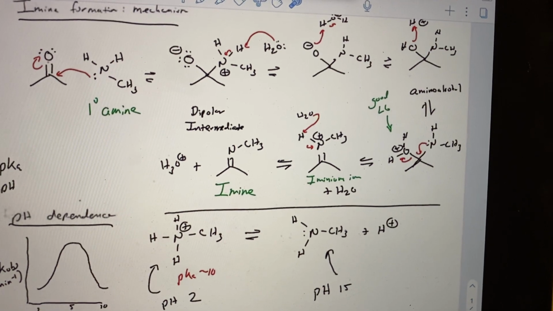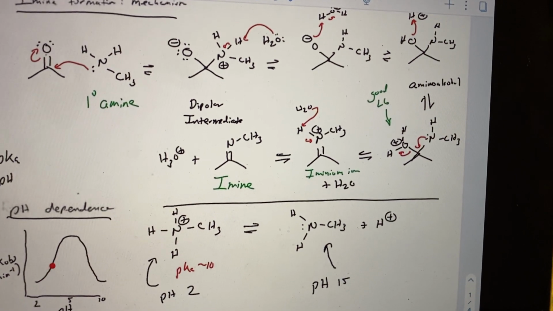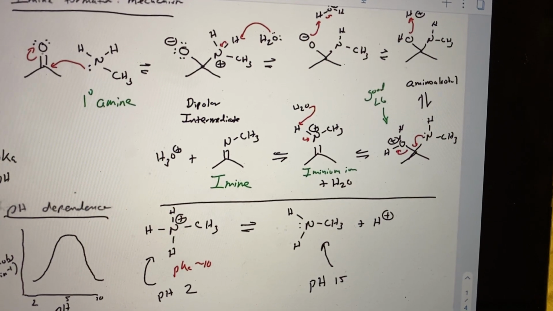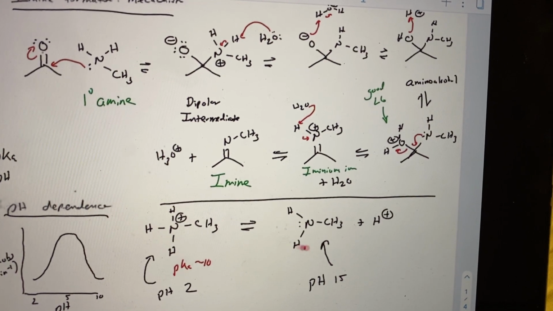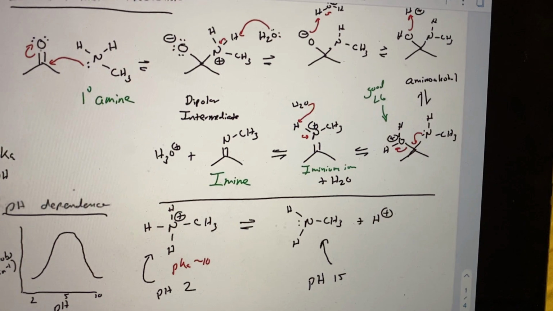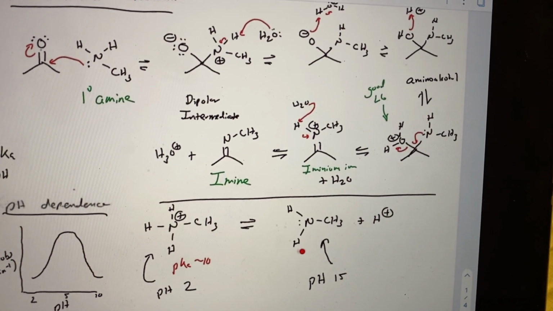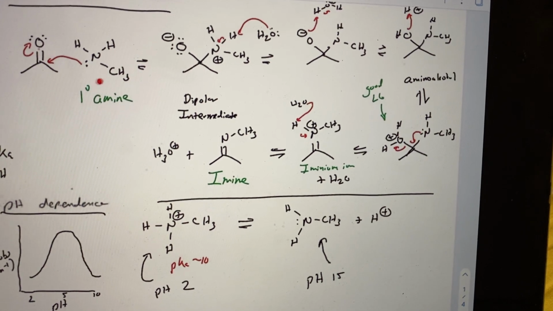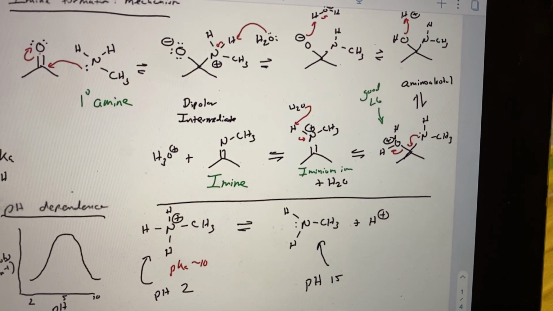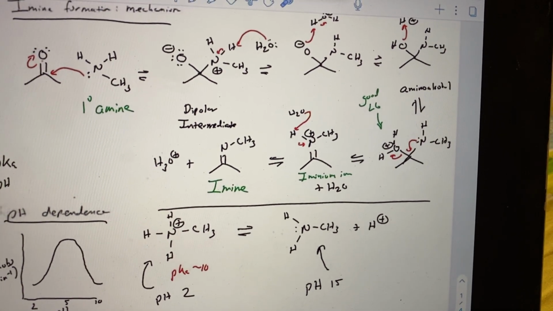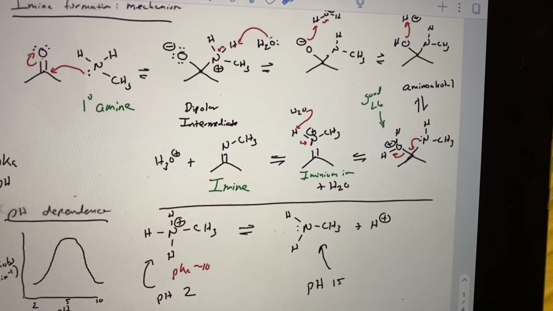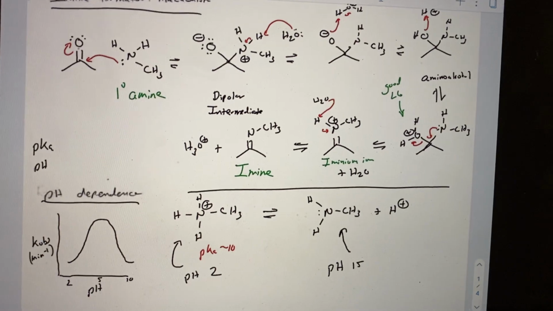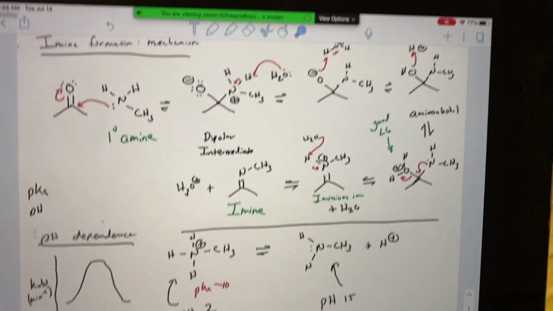However, if you keep increasing the pH, then you end up shifting this equilibrium to favor more of the primary amine. One way to think about it is you're increasing the concentration of this species. So if you have more amine up here, that's going to react. The reaction should happen faster. Okay? And so that's going to have an increase in the pH, leading to an increase in reaction rate.